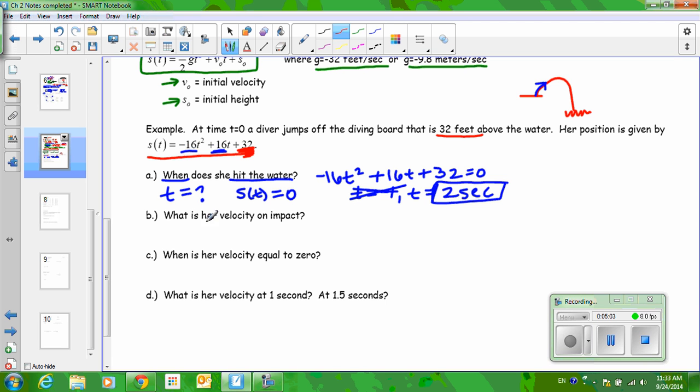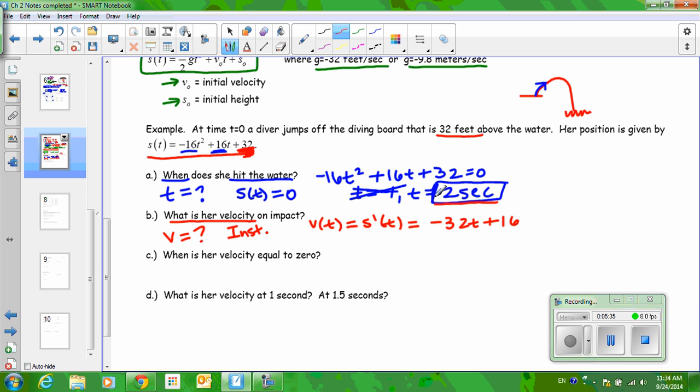Then we get to the next one. What is her velocity? We're trying to find velocity on impact. We know that impact happens at 2 seconds, so we need to find the velocity. When they don't say average or instantaneous, it implies instantaneous. So we first need to find the velocity function. Using the power rule, I'm going to take the derivative. Let me write that in. It's going to be negative 32t plus 16.